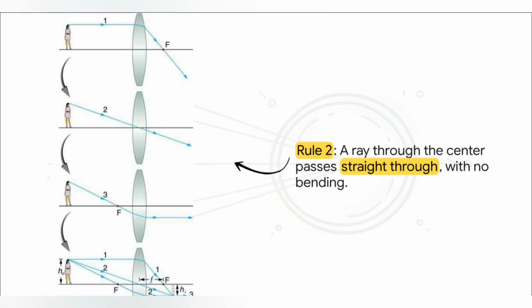Now for our second ray, using that super simple rule number 2. We draw another line from the top of our object, but this time it goes straight through the very center of the lens. And remember, this ray is the rebel. It doesn't bend at all. It just keeps on going in a straight line. And look at that. It crosses our first ray right at this point here.